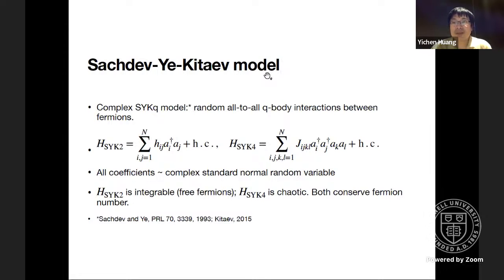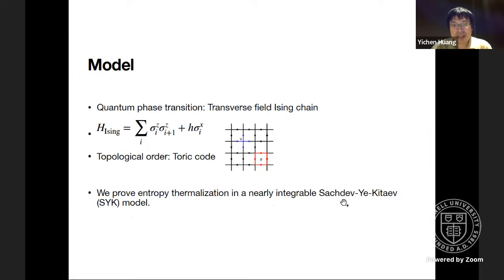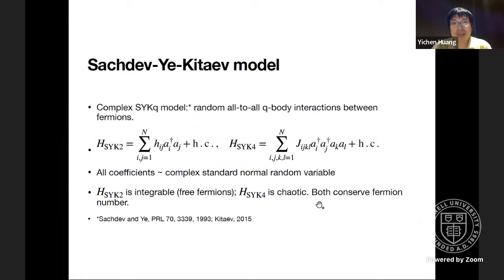And next, I will introduce the model. Our model is a nearly integrable SYK model. So before introducing this model, I will introduce the most standard SYK model. For the SYK model, there are two different versions. We have real SYK and complex SYK. Real SYK is the SYK model for Majorana fermions, and the complex SYK is for Dirac fermions. And the SYK-Q model means that we have Q-body interaction. So this model has random all-to-all Q-body interactions between fermions. And in particular, we will see SYK2 and SYK4.